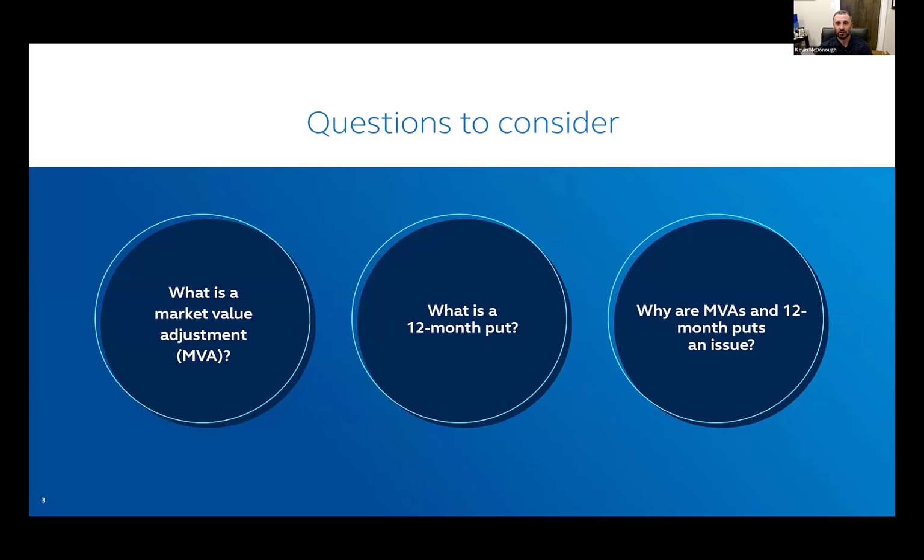MVAs typically occur when the assets are liquidated at a plan level, but can also apply to a single participant if his or her assets are enough to trigger one. The purpose of an MVA is to protect the overall stability of the account.